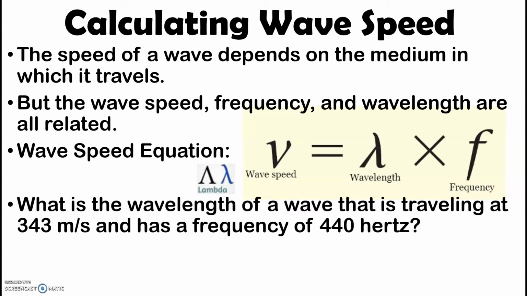What is the wavelength of a wave that is traveling at 343 meters per second and has a frequency of 440 hertz? So we would switch a few variables around. We have the wave speed and we have the frequency. If we divide both sides by f, then v divided by f gives us wavelength, because the f's cancel out on the right side. So velocity divided by frequency, 343 divided by 440, gives us the answer.